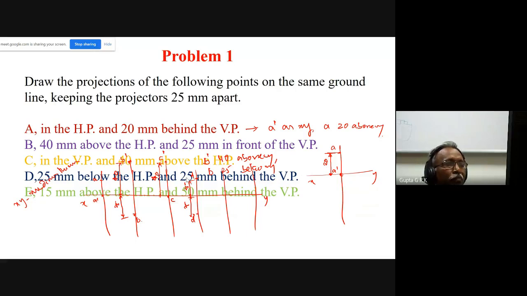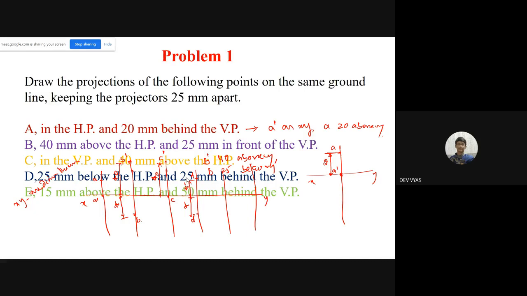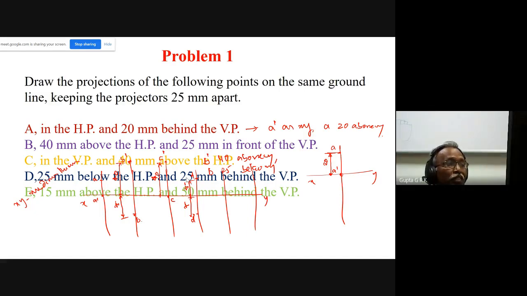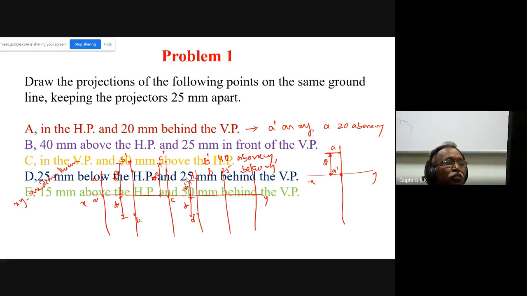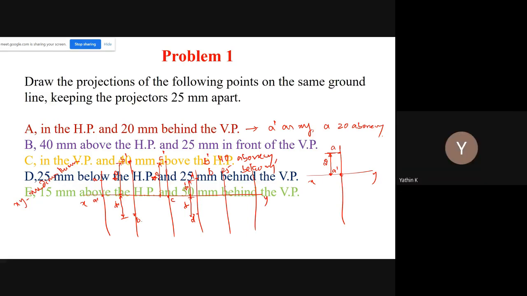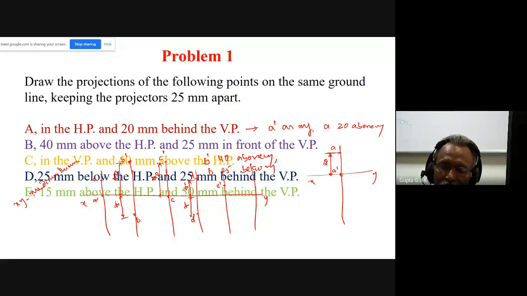And E is 15 above HP and 50 behind VP. 15 above HP means the front view, not the top view. Front view is 15 above XY. That is E dash, 15 above XY. The top view E is 50 mm behind, so 50 above XY. So E is above like that.